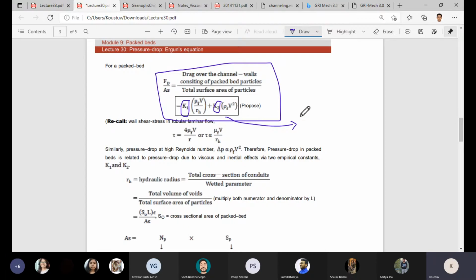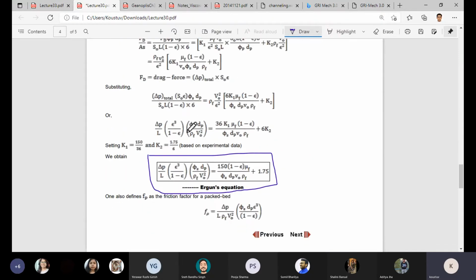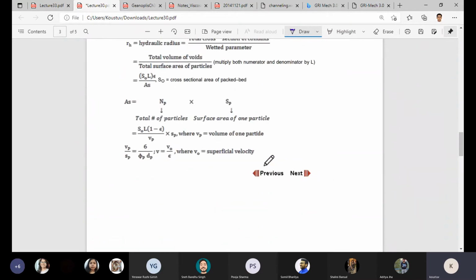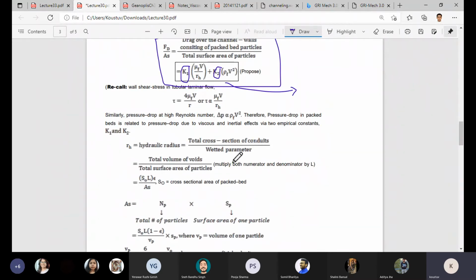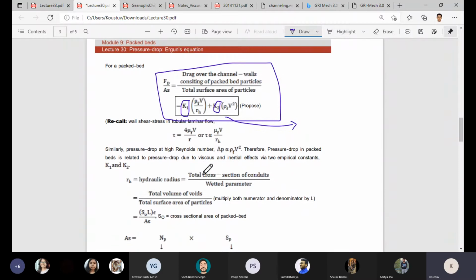K1 and K2 have been tested and validated over packed bed operations, taking many different packing materials and flow operations, and they have been fitted, and we got these constant numbers, that is 150 and 1.75. I'll tell you how this equation has been obtained one by one. Typically we do not start with a pipe diameter. Rather, because there are packing materials available, we start with the hydraulic radius, that is RH.